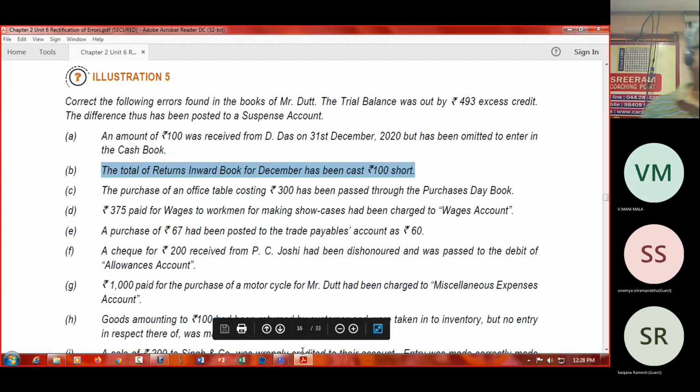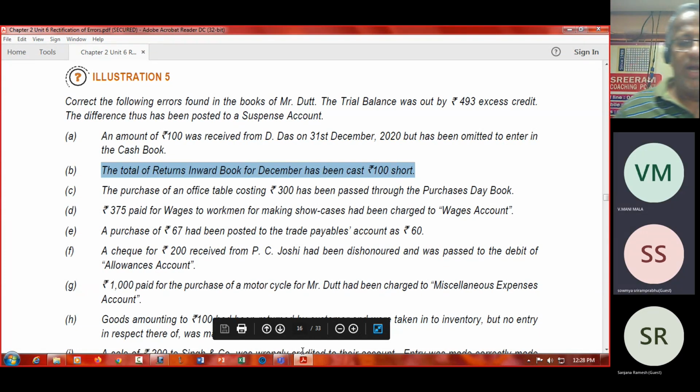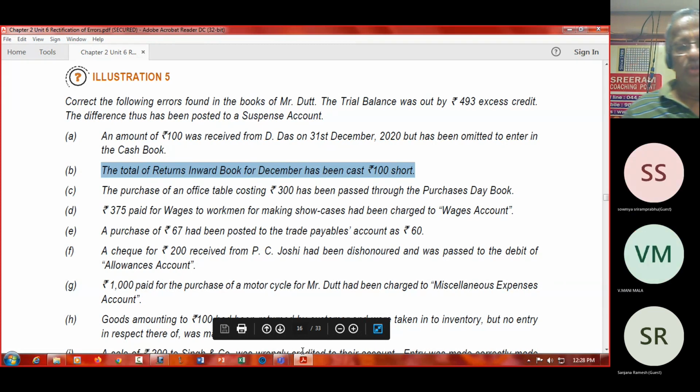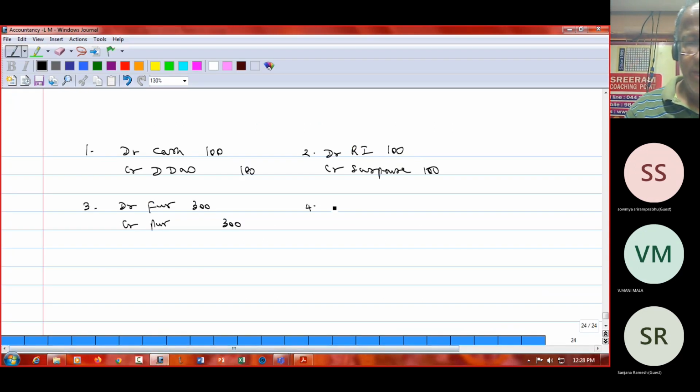Are you clear? Shall we proceed? Yes, sir. So rupees 375 paid for wages to workmen for making showcases has been charged to wages account. Once again, principal error. Debit furniture, showcases are all coming under furniture head only, and credit should be given to wages 375. This will not be affecting the agreement of trial balance at all.